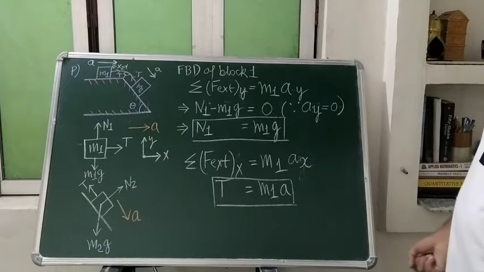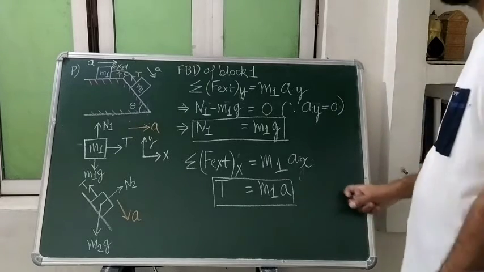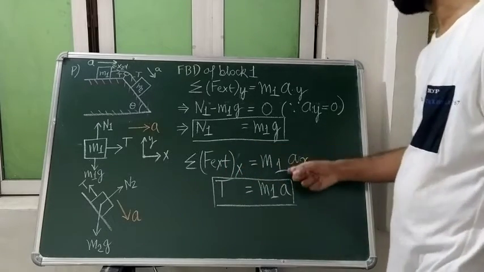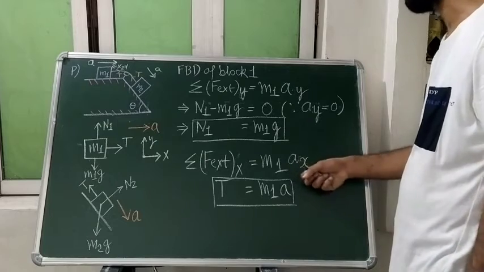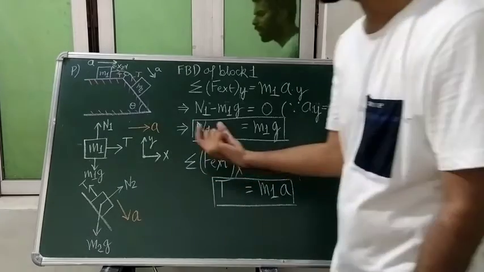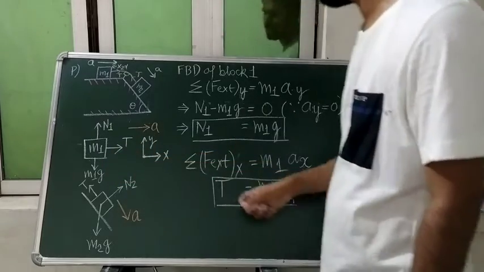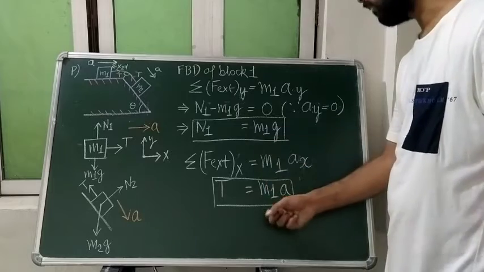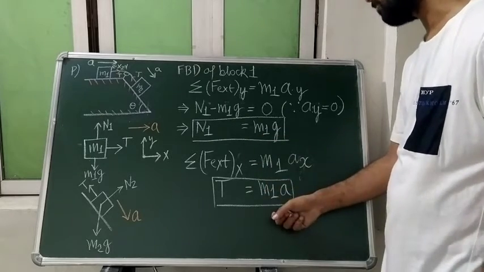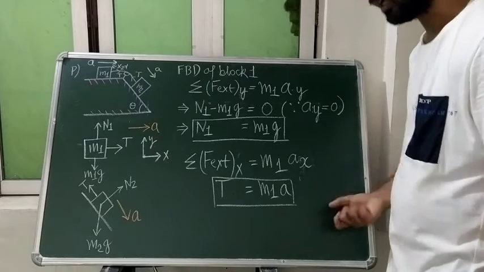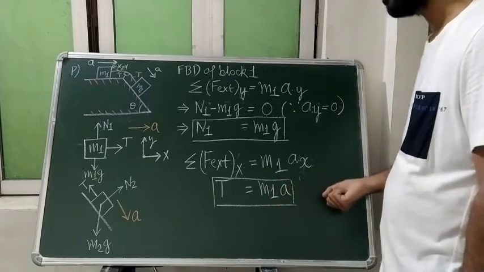And in a similar way we will say that the vector sum of the external forces in x direction should be equal to what? Mass times the acceleration of the body in x direction. So in x direction, what external force is acting on it? That is our T. And that should be equal to what? Mass times the acceleration in x direction. Acceleration in x direction is your A only. So that will become m1 A.